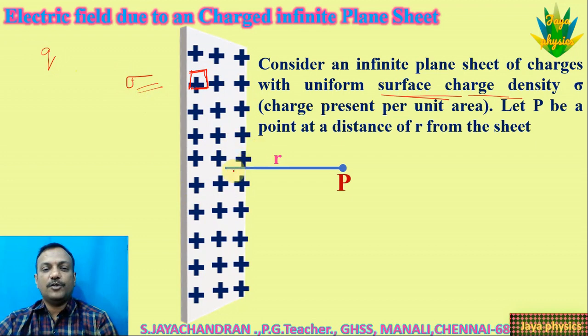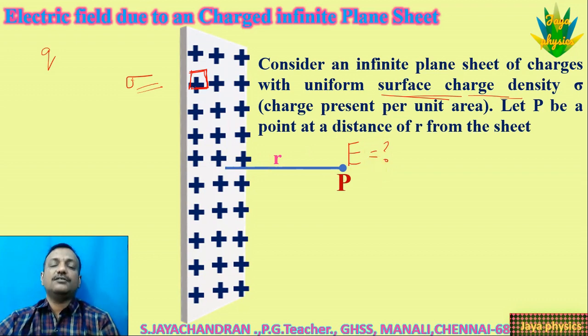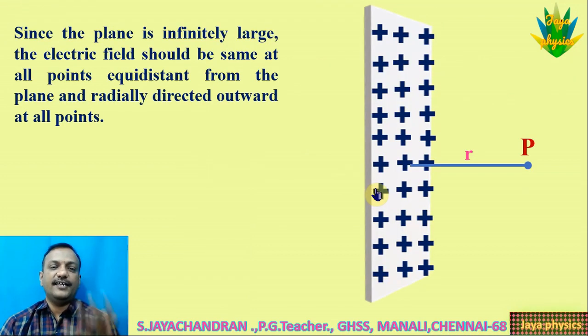Now I am going to consider a point P at a distance R from this sheet. My main aim is to calculate the value of capital E at this point. For this, I am going to use Gauss law. If you take Gauss law, we need a closed surface, a closed surface in the given charge configuration.